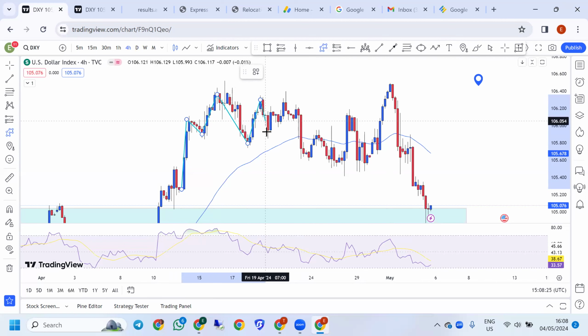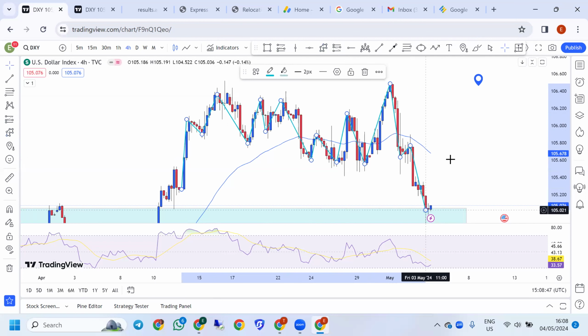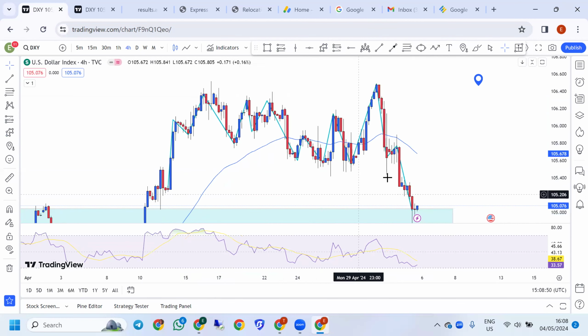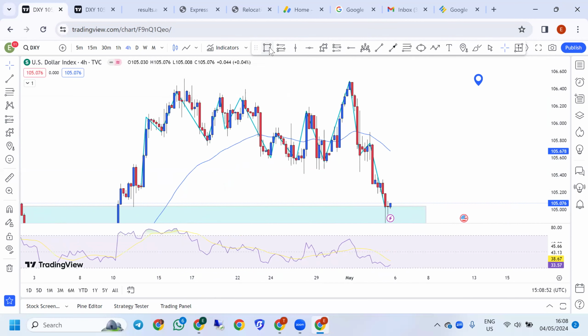All these are market structures. Then another lower low. Then we made a higher high, and eventually we made a lower low. For the 4-hour time frame to go bullish, we need the market to break this lower high. Very important.